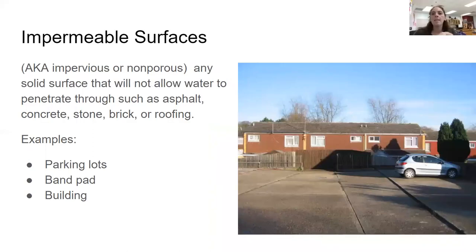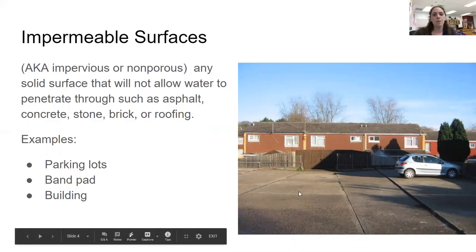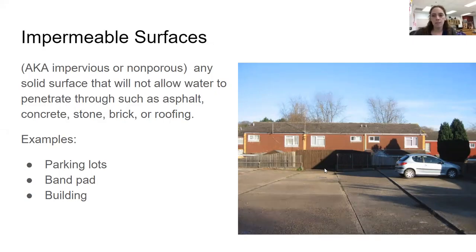And then there are the impermeable surfaces, also known as impervious or non-porous surfaces. These are going to be any solid surface that will not allow water to penetrate or to come through. So we've got places with lots of concrete, like this parking lot. Wherever there's a building, roofing, there's a building here, rain does not go and soak into the ground underneath. So campus examples include parking lots, the band pad, the building itself, and the tennis courts. These would all be impermeable surfaces.